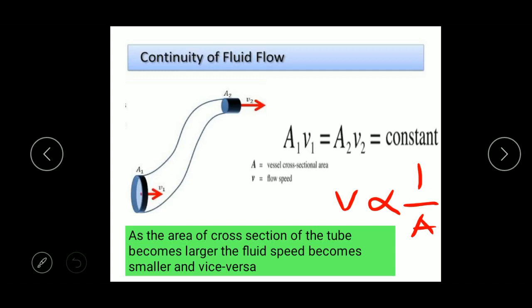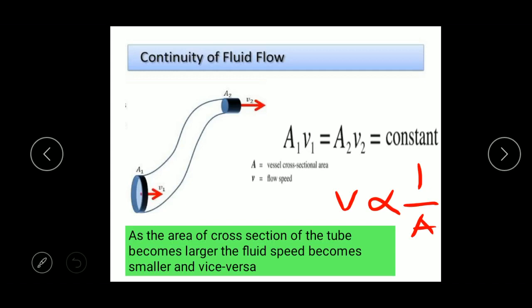So according to the principle of continuity, A1 V1 is equal to A2 V2, or A into V is equal to constant, right? The volume of the liquid entering the tube in unit time is equal to the volume of the liquid leaving the tube in unit time. This expression is called the equation of continuity. A1 V1 is equal to A2 V2, or A into V is equal to constant. This expression is called the equation of continuity for steady flow of an ideal fluid, or for streamline motion.